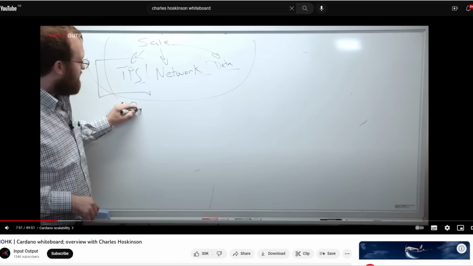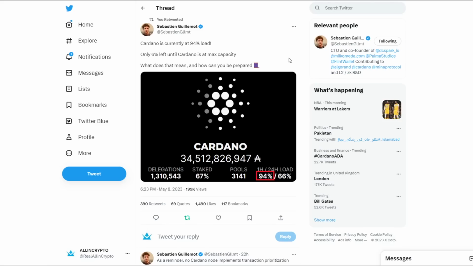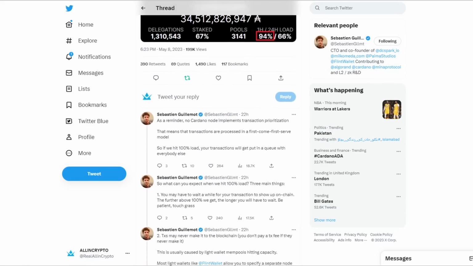However, there are answers to this. Of course, Ouroboros was designed with these issues in mind. And actually, we've seen the first integration of Hydra take place, which is nothing short of a glorious moment for Cardano, its community, and the blockchain space at large, really. So only 6% left until Cardano is at max capacity. What does that mean and how do you prepare?